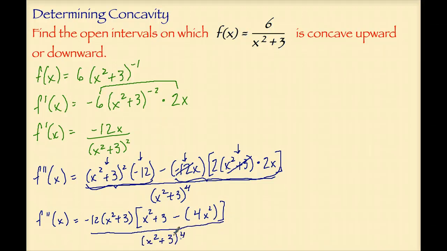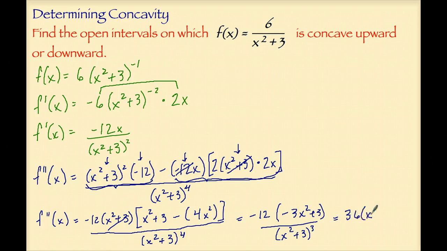Notice that this x squared plus 3 will cancel with one of these, so simplifying gives me negative 12. This cancels, and that's going to leave in the numerator negative 3x squared plus 3, and now in the denominator we have 3 of these. And one final simplification at this point. I'm going to pull out a negative 3 out of this term and multiply it by the negative 12, giving us a 36 times x squared minus 1 all over x squared plus 3 to the 3rd power. And that is the second derivative.